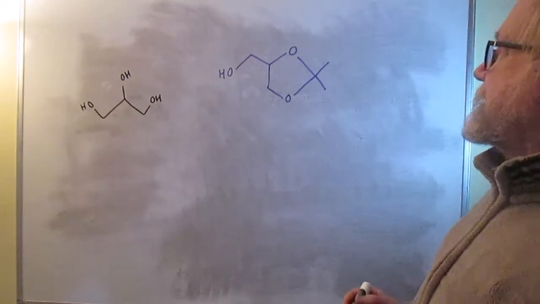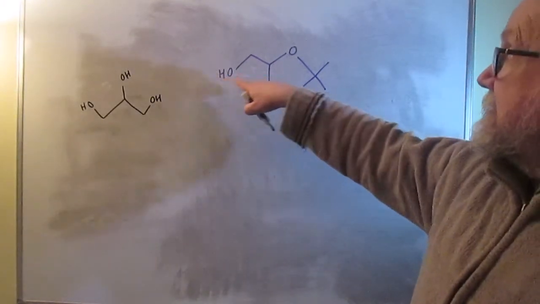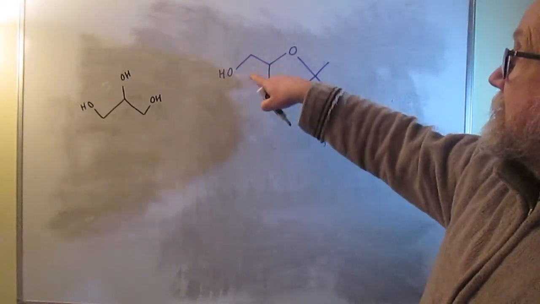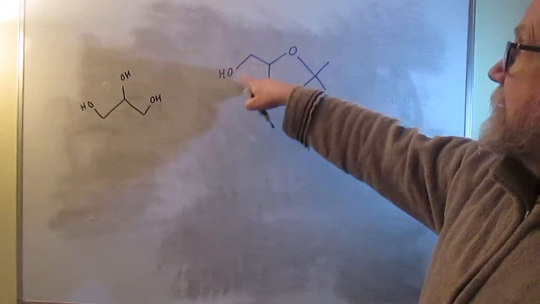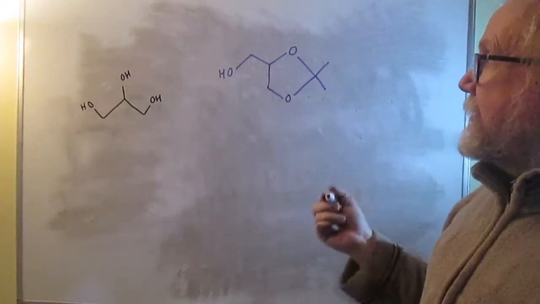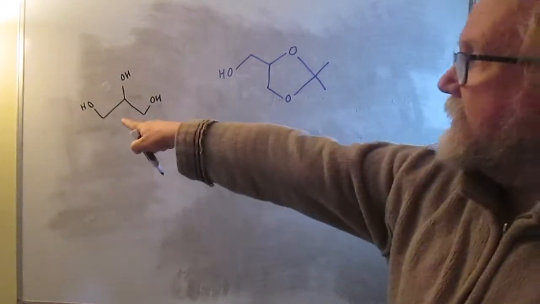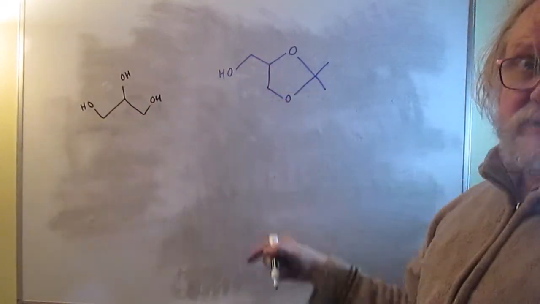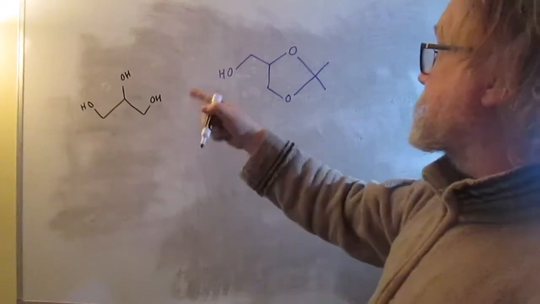Now the thing to do is to recognise that this also has 3 oxygens on adjacent carbons, so that carbon has an OH, that carbon has an oxygen, and that carbon has an oxygen. So I think the thing to do is to redraw that in the same kind of arrangement as this, because that makes it sort of easier to see what's going on.